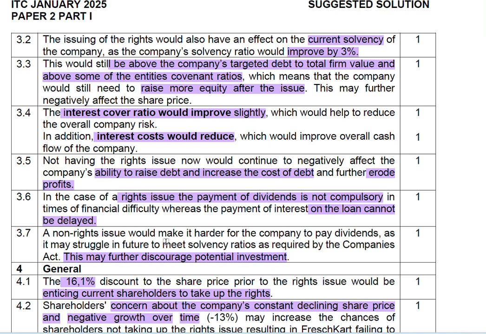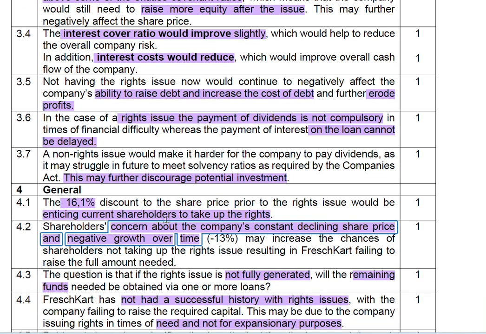A non-rights issue would make it harder for the company to pay dividends, as it may struggle in future to meet the solvency ratio as required by the Companies Act. This may further discourage potential investors.